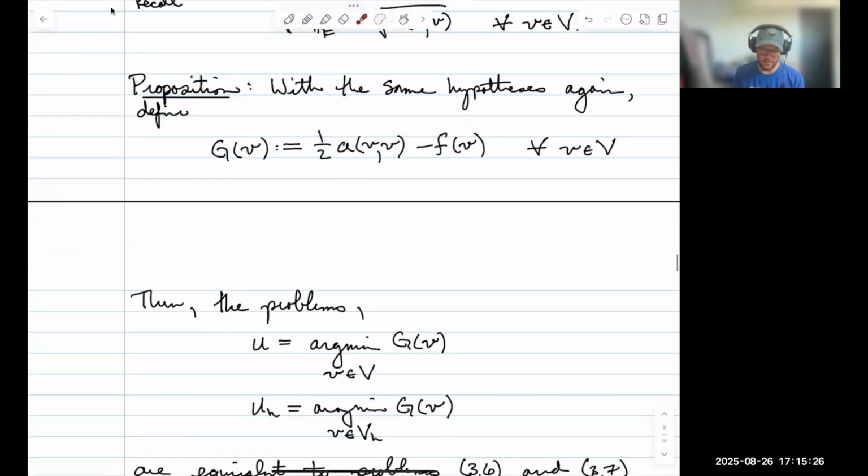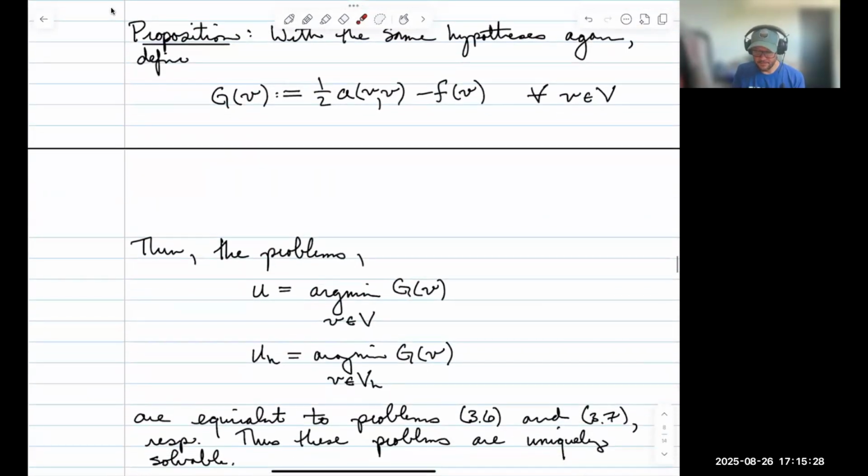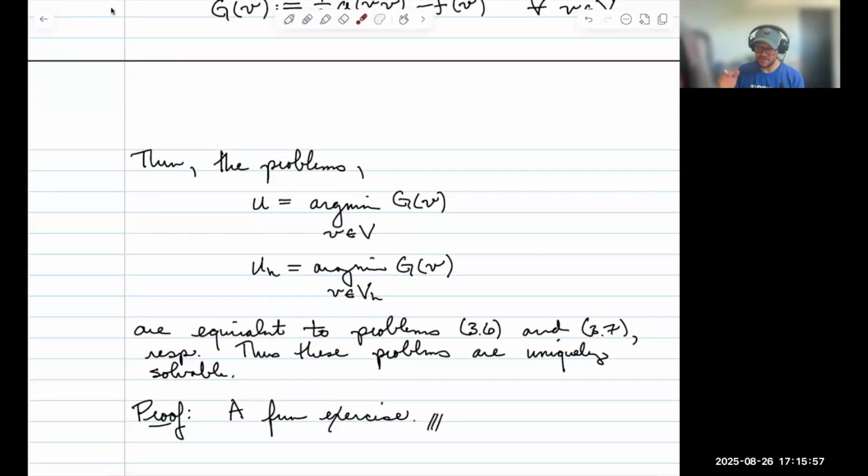What I'm saying with this proposition is that now these minimization problems, where in one case I'm minimizing over the space V, and in the other case I'm only minimizing over the finite dimensional subspace of V called VH, are equivalent. I'm setting U equal to the argument that minimizes this, and UH equal to the argument that minimizes this over VH. These two minimization problems are equivalent to 3.6 and 3.7 respectively.